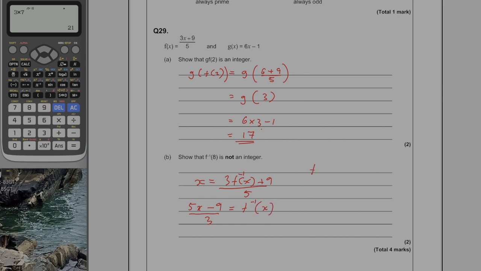Right, so if we say that f to the minus 1 of 8 is going to be equal to 5 times by 8 minus 9 divided by 3, which would give us 40 minus 9, 31 over 3. And it's absolutely fine to leave it like that. Say 10 and a third, but I'm going to leave it as 31 over 3, which is not an integer. There you go.